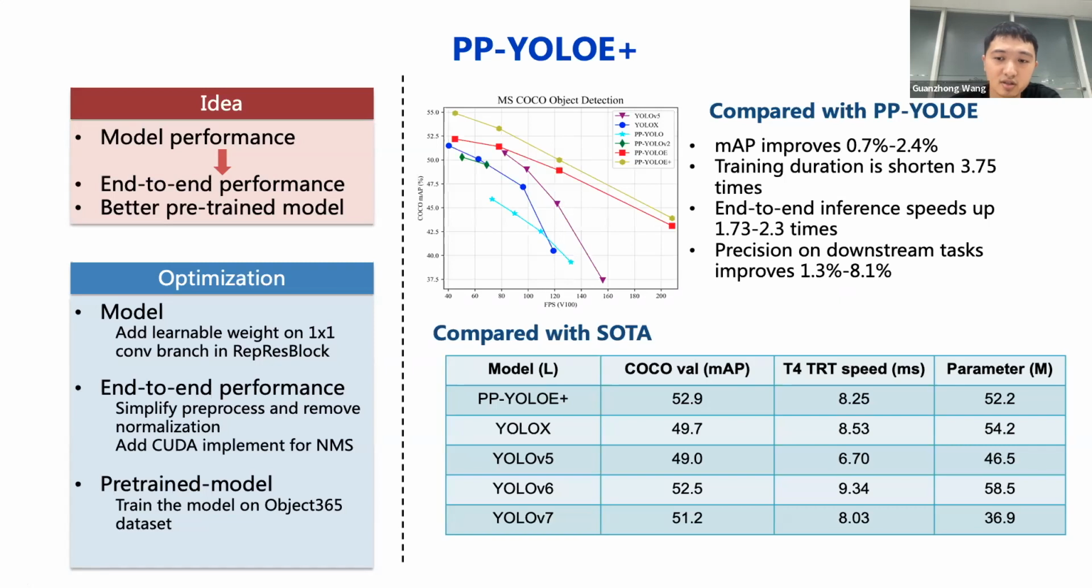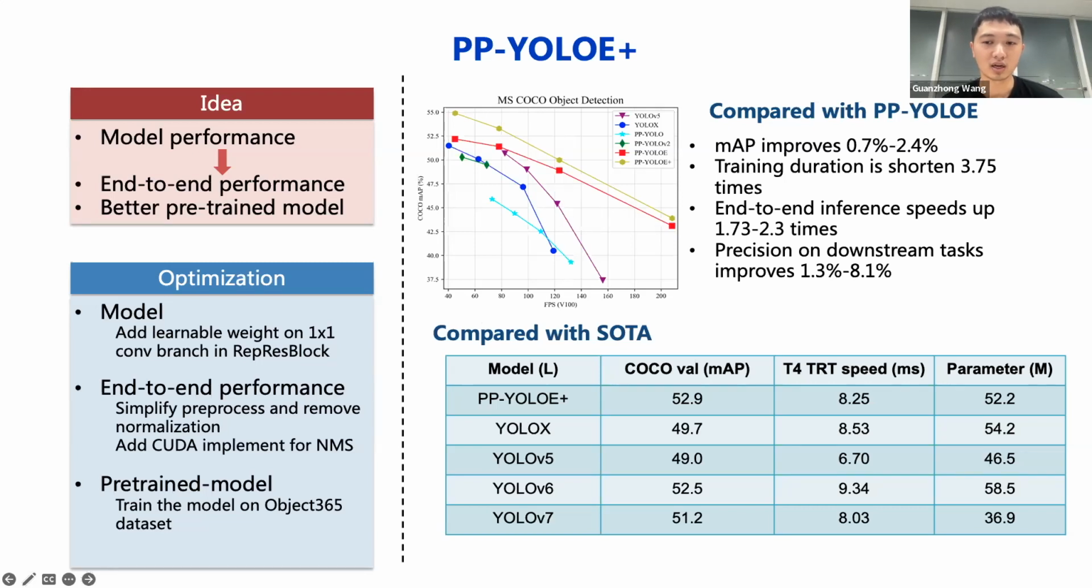And as a result, the precision of PP-YOLOE Plus improves by up to 2.4 mAP compared to our PP-YOLOE. And the training duration and the end-to-end inference speed are optimized significantly. And we also verified the pre-trained model on many downstream tasks, and the best result shows an 8.1 mAP improvement. And here we compared PP-YOLOE Plus to the SOTA detectors in the L version. As we can see, the mAP of PP-YOLOE Plus still has an advantage.